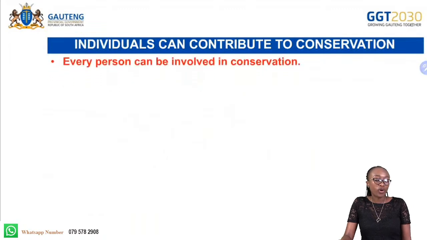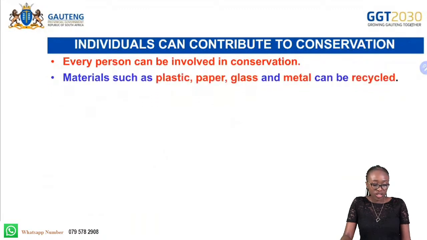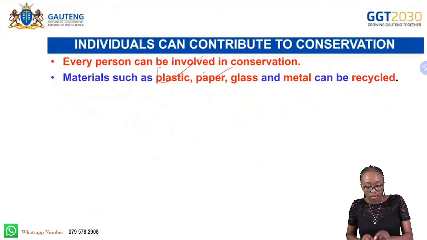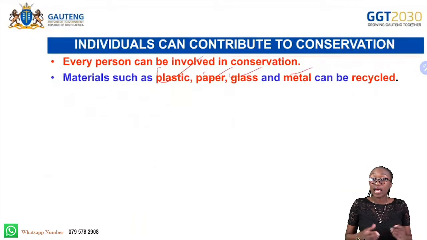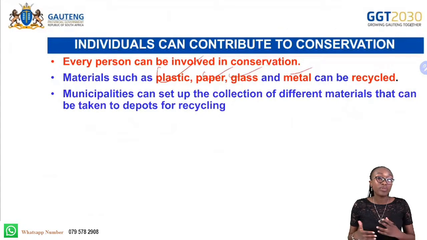Now, how can we contribute to the conservation of wetlands? Or to conservation in general, how can me and you contribute? What role can we play? Every person can be involved in conservation. Materials such as plastic, paper, glass and metal can be recycled.